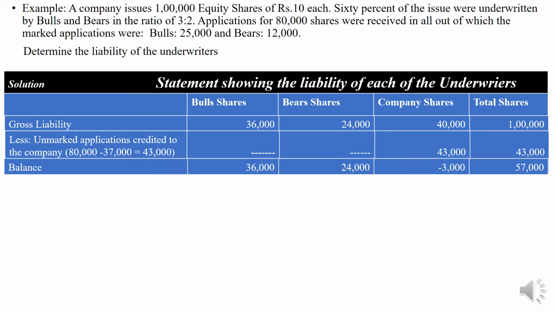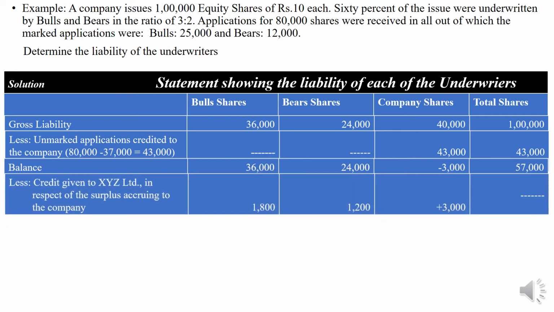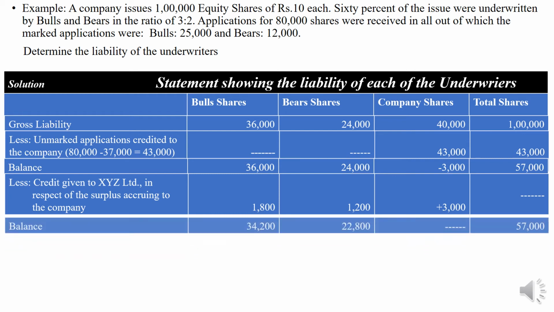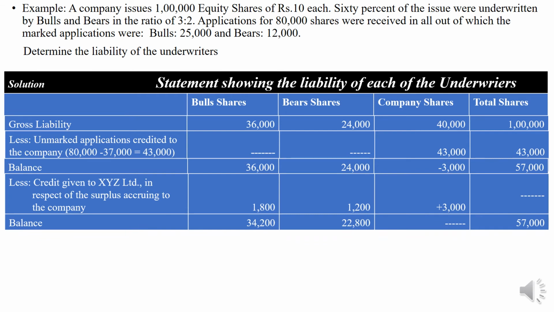Then this balance has to be distributed between the underwriters. So look at here, 43,000 is the unmarked applications portion, but his liability is just 40,000. So there is a surplus of 3,000. And in the next stage, that 3,000 is to be redistributed between these two underwriters in the ratio 3:2, so that we get a balance of 34,200, 22,800, and the total is 57,000.